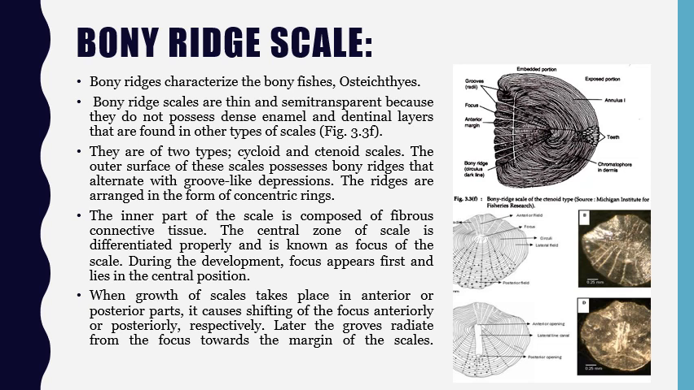The inner part of the scale is composed of fibrous connective tissue. The central zone of the scale is differentiated and is known as the focus of the scale. This is the focus of the scale. During development, the focus appears first and lies in the central position. When growth of the scale takes place in the anterior or posterior part, it causes shifting of the focus anteriorly or posteriorly respectively. Later, the grooves radiate from the focus towards the margin of the scale. The diagram is the same as the cycloid or ctenoid scale.